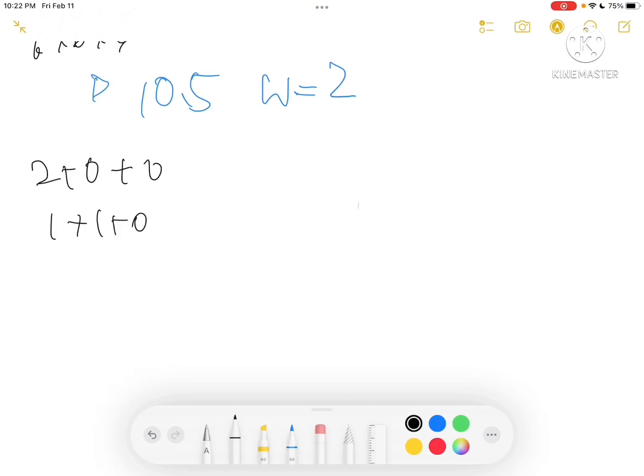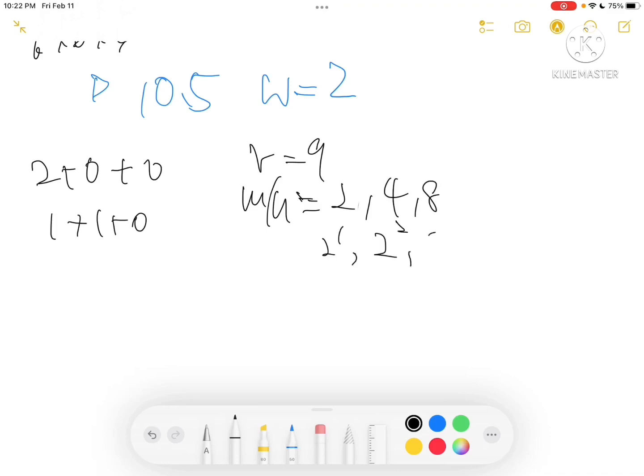So in the first situation, r is equal to 9, m or n is equal to 2, 4, or 8. And 2 is equal to 2 to the power of 1, 4 is equal to 2 to the power of 2, 8 is equal to 2 to the power of 3. So the minimum number of factors of 2 is 2.